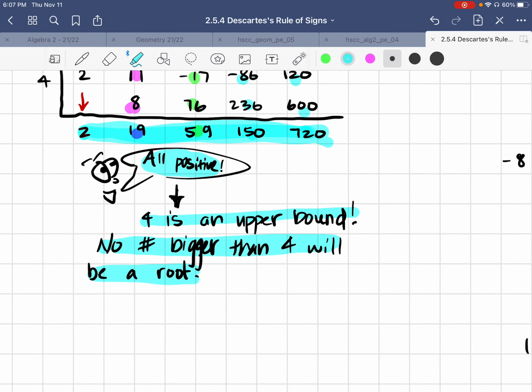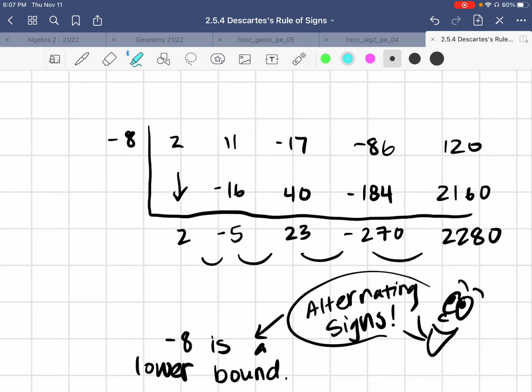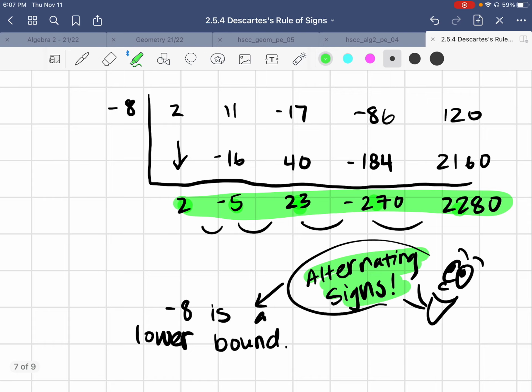Now, the second part to Descartes' rule of signs is that if you try to divide by a negative value, like -8, it can give you things that alternate in signs. So you'll notice you go from 2 to -5 to 23. So you go positive, negative, positive, negative, positive. And that, alternating signs, is the second part to Descartes' corollary. What this tells you is if you're testing a negative number, and the signs alternate on that bottom row, that is now a lower bound.